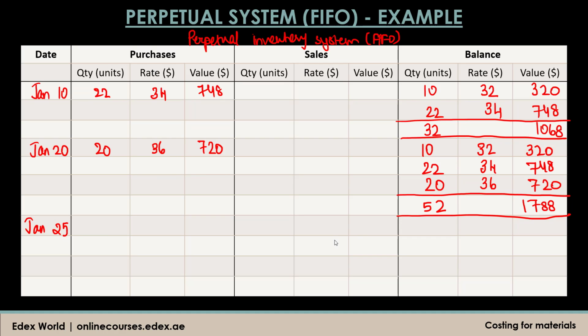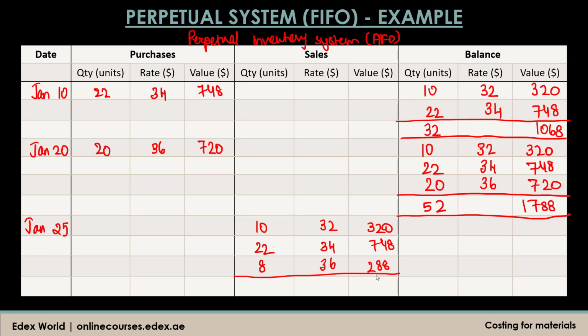out of 40 units issued, 10 would be done from the first batch. So 10 at the rate of 32, 320, following FIFO. Then 22 would be done from the second batch. So 22 into 34, 748. And how many more units do we need to issue? Total 40. So out of 40, 32 is done. So remaining 8 units from the last batch. So 8 into 36, value 288.